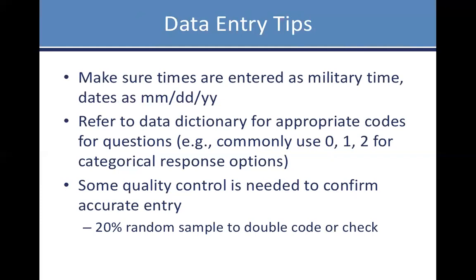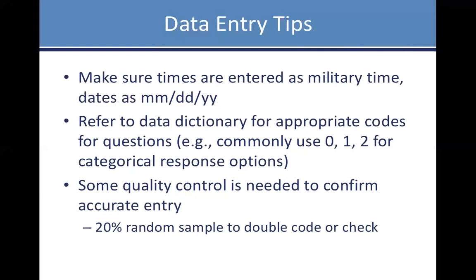And then always refer back to that data dictionary for the appropriate codes for questions. So we typically use 0, 1, 2 for things. There are a couple instances where that's different, but just make sure that you're always referring back to that data dictionary so that you can know how to code a particular variable. And then we certainly need some aspect of quality control. A lot of studies will do hand entry with double coding.